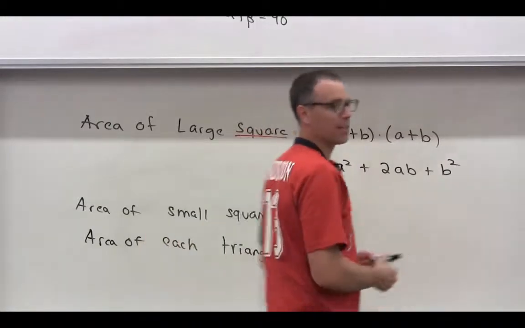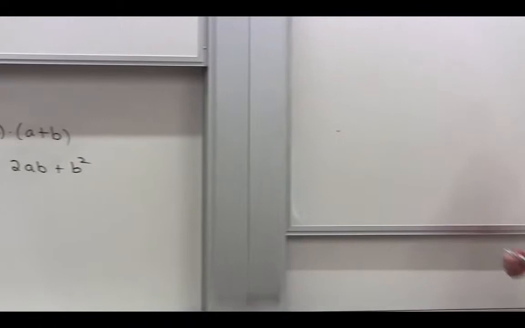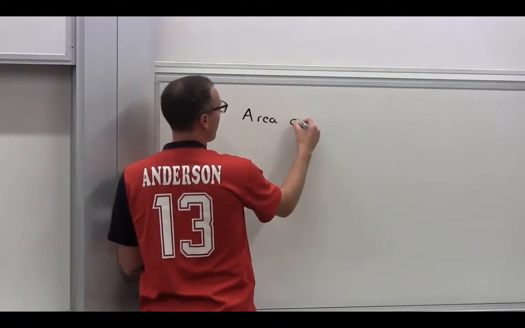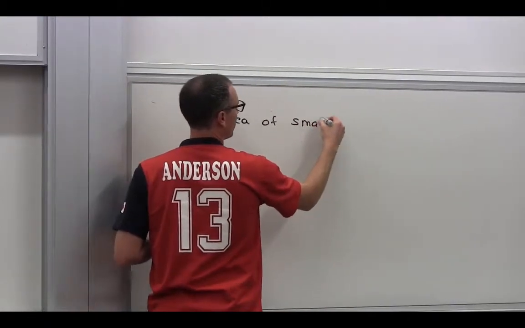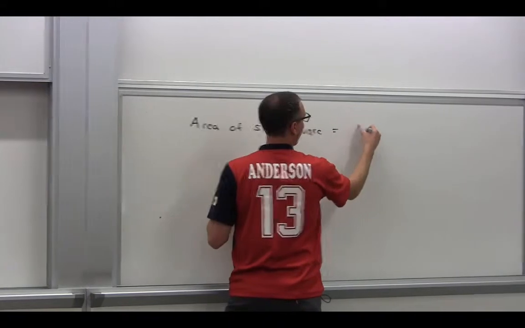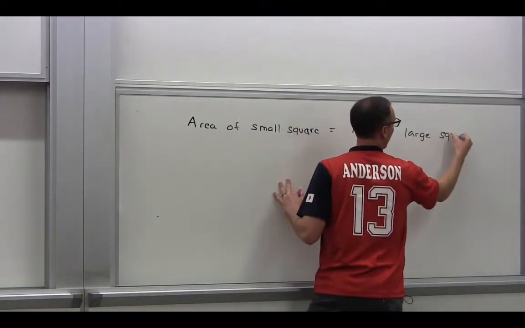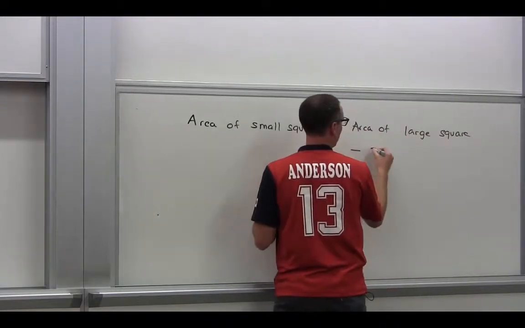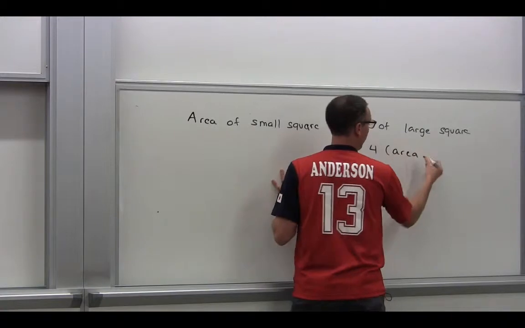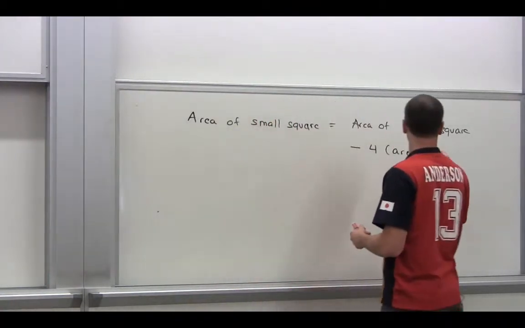Get mad at me because I'm talking stuff that is trivial to you all minds, right? But I think it's important to kind of do that. What you just said to me is, in order to get the area of the small square, I'm going to take the area of large square and subtract 4 times what? Well, be careful. 4 times the area of the triangle.